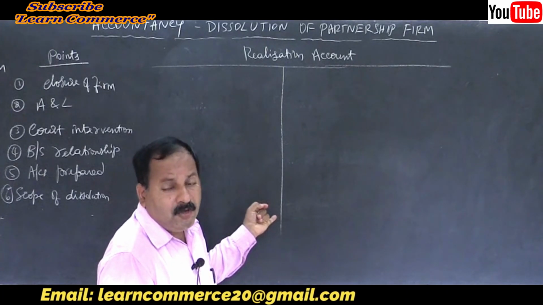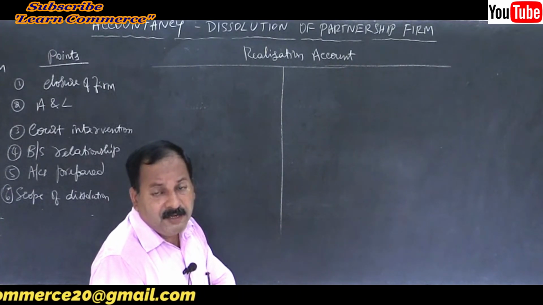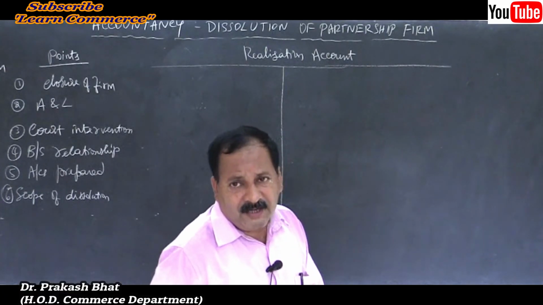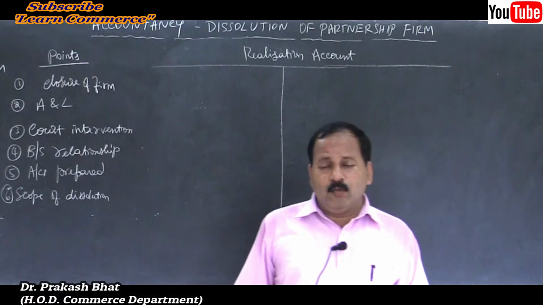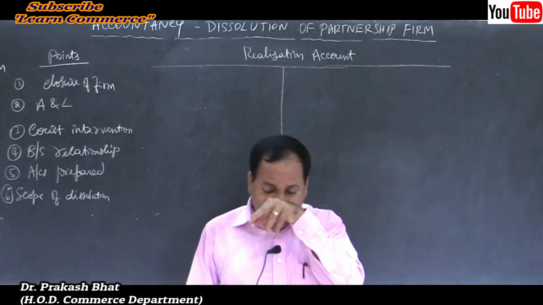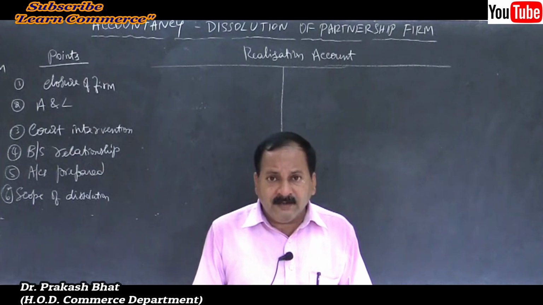Transfer it to all the partners' capital accounts in their old profit sharing ratio. Remember, in case of realization, there are no different ratios like old ratio, new ratio, gain ratio, sacrifice, nothing is there. Only one ratio will be there. It will be given in the problem.